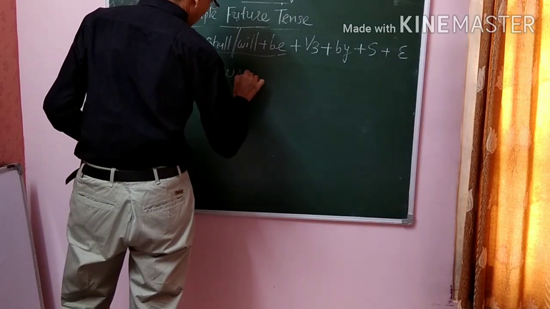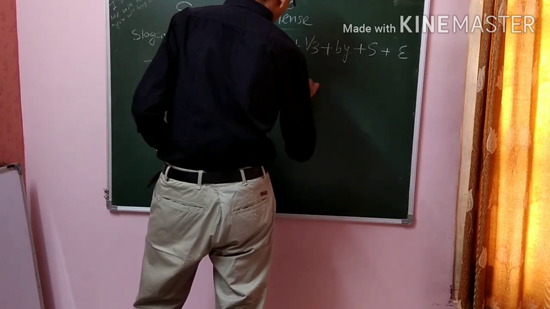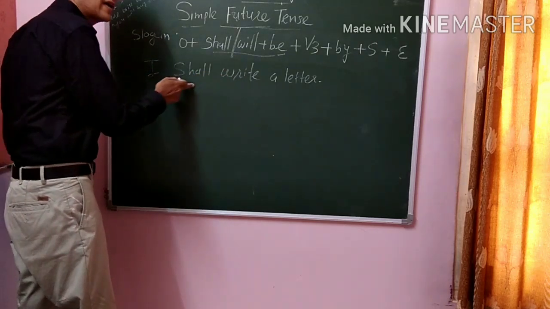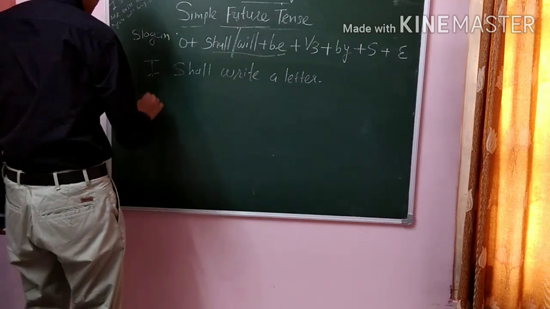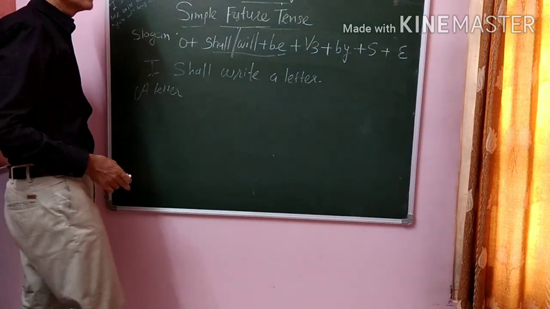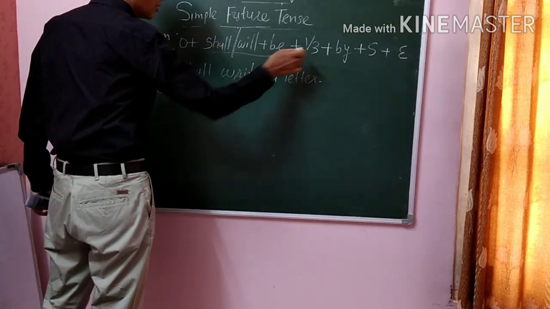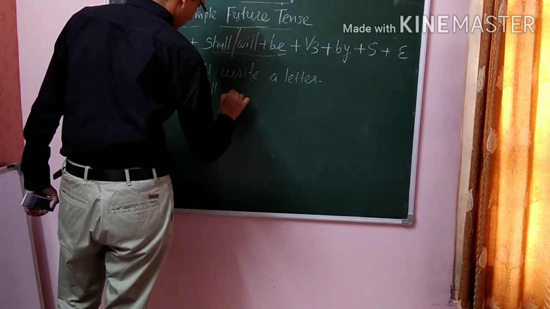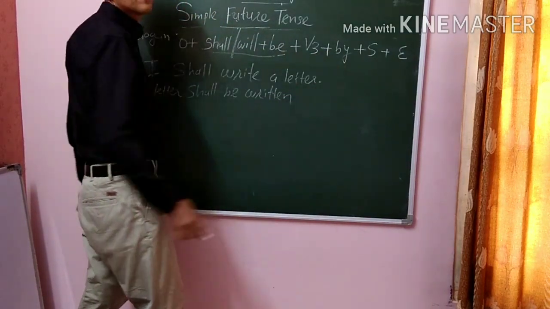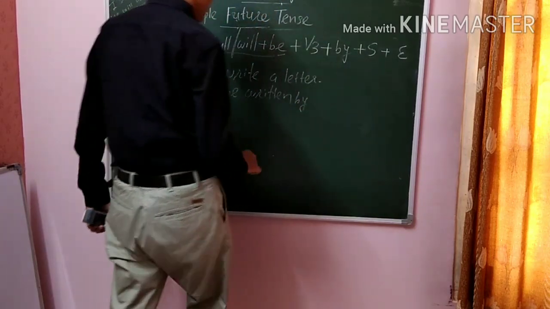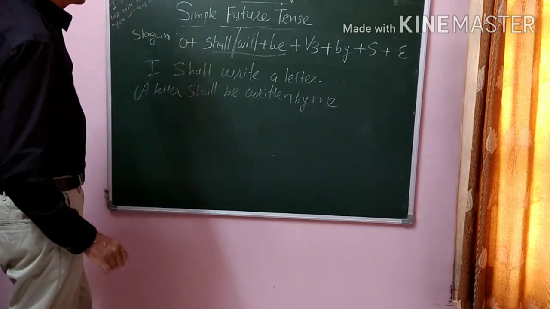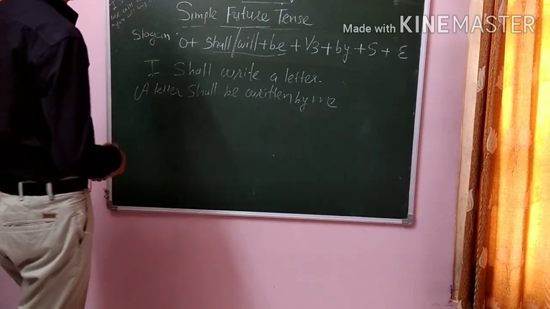I shall write a letter. I is the subject, shall write is the verb, and a letter is the object. A letter. Then shall write turns into shall be written. Shall be and the verb's third form. Shall be written. Then by. Here we will put by. Then the subject, me. Here there is no extra word. That's why the extra word is blank. A letter shall be written by me. One more example.